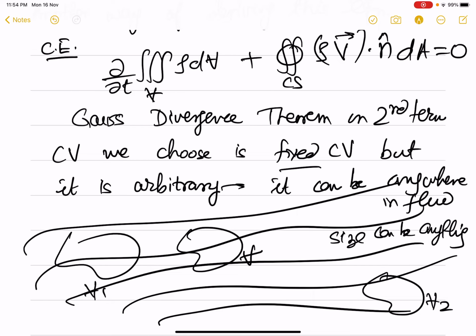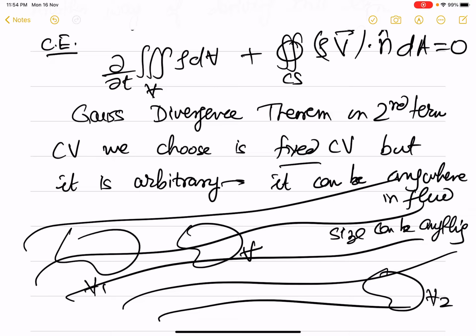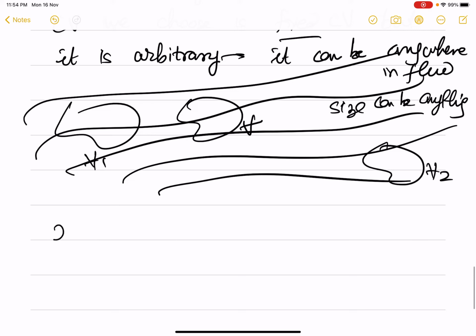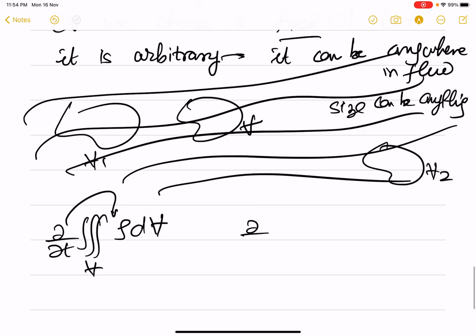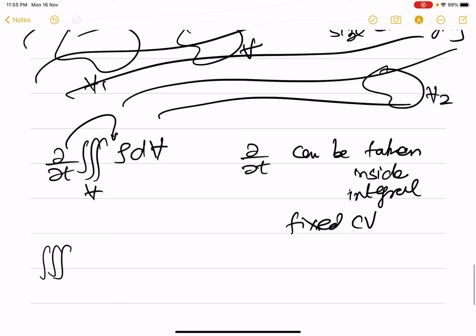But we choose a fixed control volume, which means the control volume is not changing. Okay. So there are 2 things we'll do. One thing we said was we'll use the Gauss's divergence theorem, but because the volume is fixed, I'll use the divergence theorem in a minute. This term I can take, the d by dt can be taken inside the integral. And the reason we are allowed to do this is because this is a fixed control volume. So I get volume integral of partial rho by partial t dv. This is operation number 1.